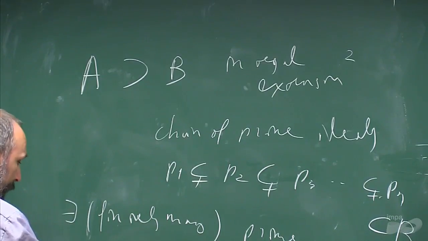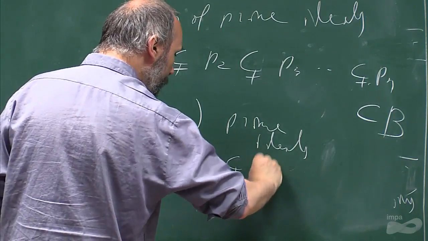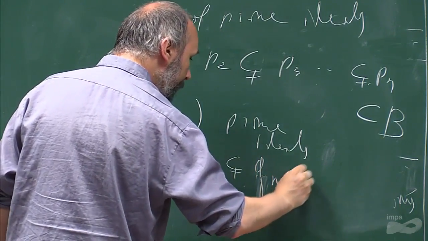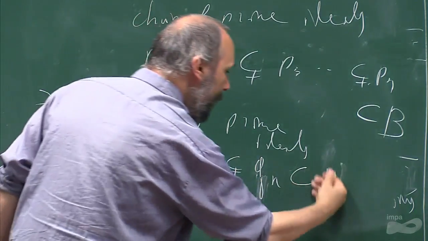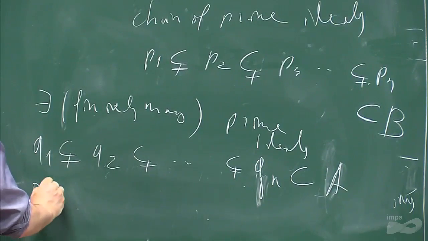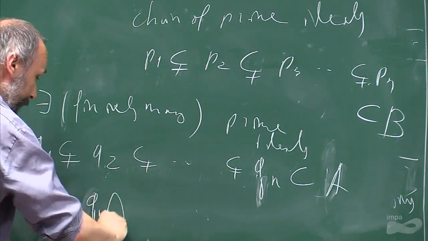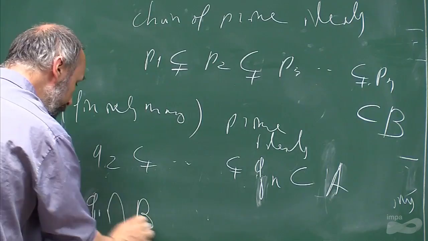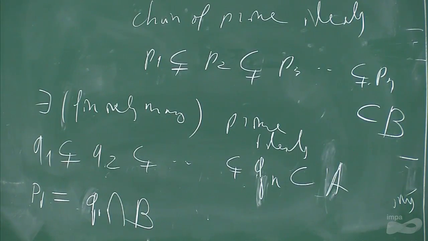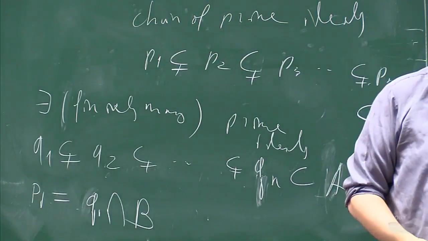Q1 subset not equal to Q2, subset not equal, and so on, subset not equal to Qn. Inside B, A, such that Pi is obtained as Qi intersected with B. Well, the opposite is obvious. It's really going up. You can go up, but the going down is trivial in that context.